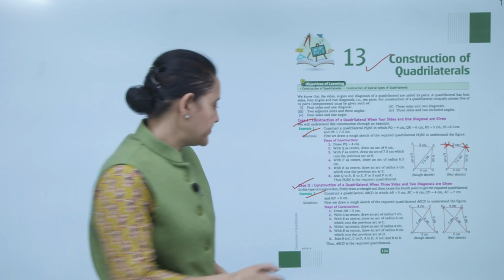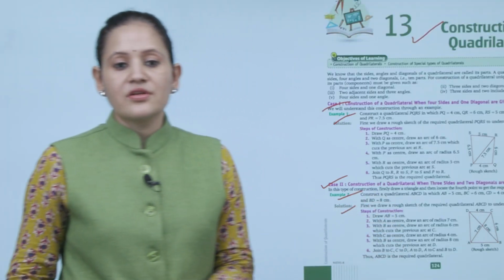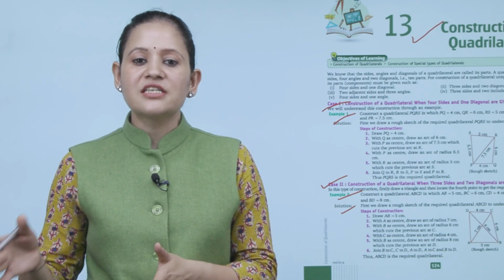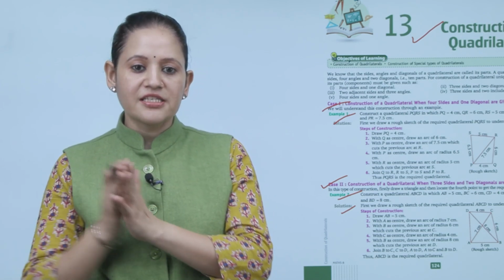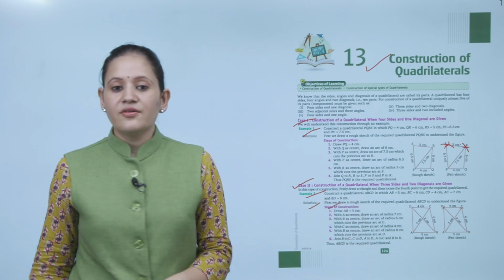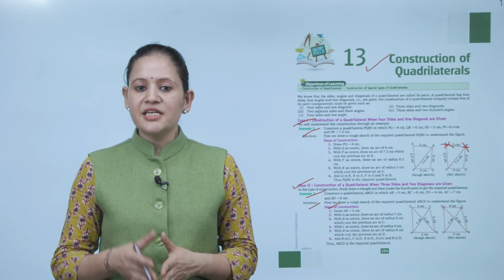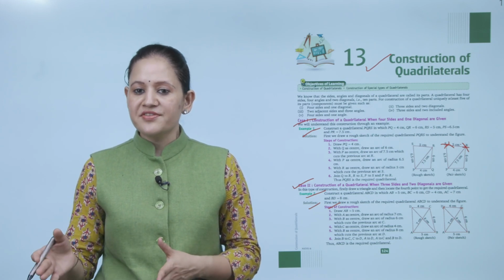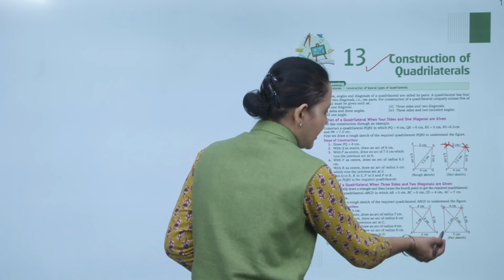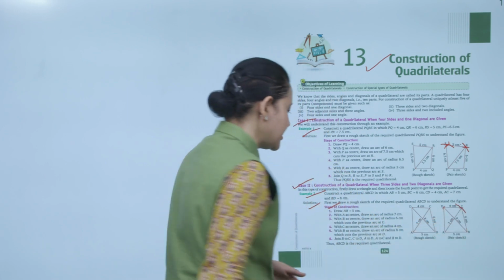So, solution. First, we will draw the rough sketch of the required quadrilateral ABCD to understand the figure, meaning what kind of figure it is. Next are the steps of construction. First, we will draw AB 5 cm, then with A as a center, draw an arc of 7 cm.